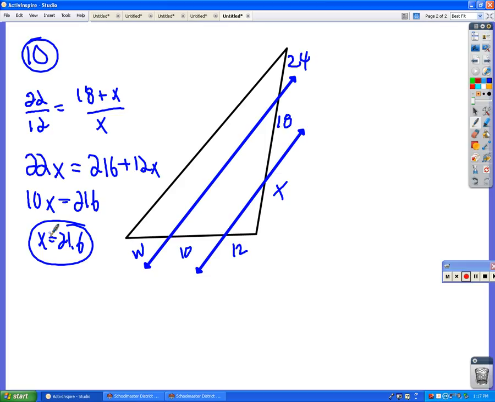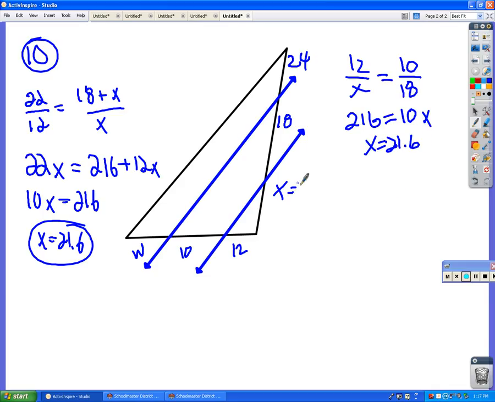Yes. 12 over x equals 10 over 18. Yeah, and that will also work because if you cross multiply this way, you get 216 like before, and that way you get 10x, so you get the same answer. I did 10 over 12 equals 18 over x. Yep, that'll work too. Okay, so there's quite a few different ways that you can set up these proportions, and you'll get the right answer every time.